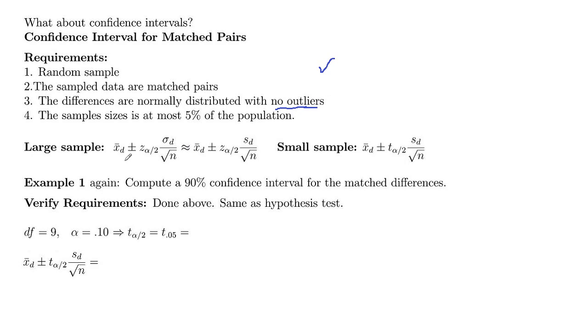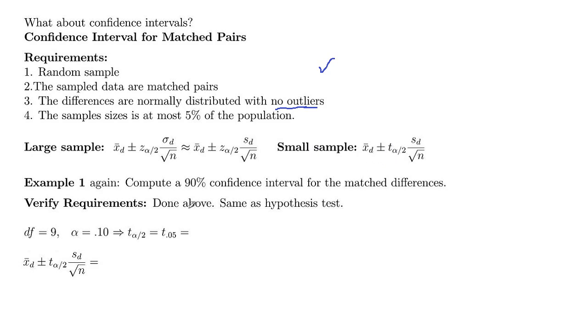And then if we're doing large sample, we just use the mean of the differences plus or minus z alpha over 2 times sigma of the differences over root n. And you can approximate that using the sample standard deviation of the differences over root n. If we've got a small sample, n less than or equal to 30, then we use t alpha over 2.